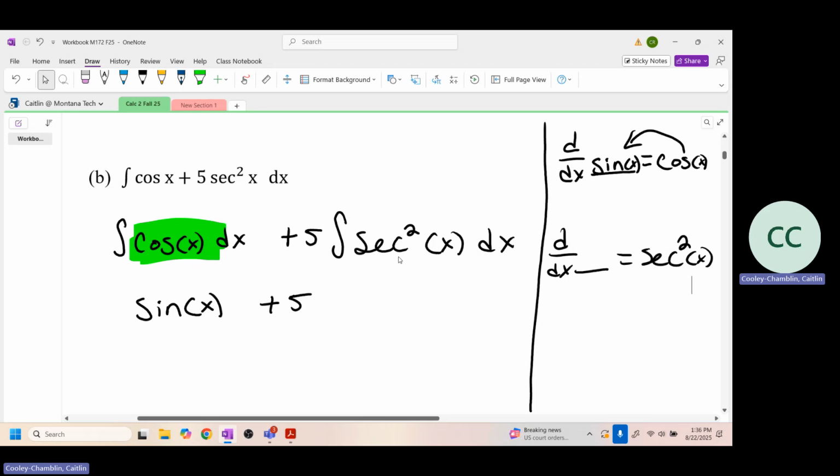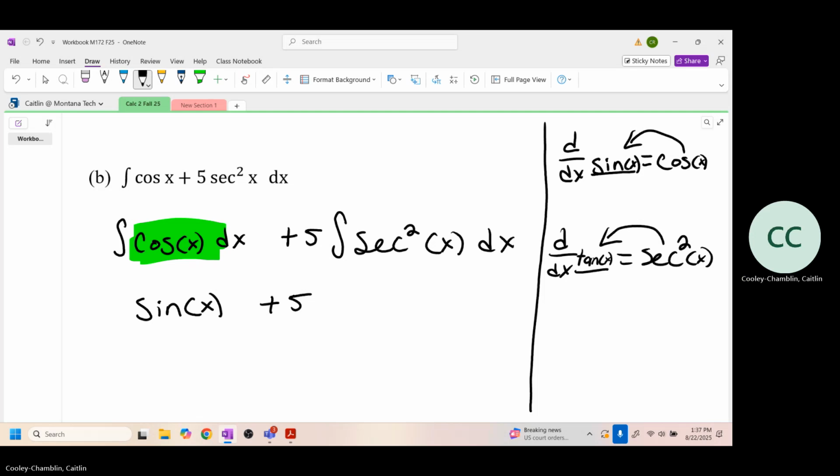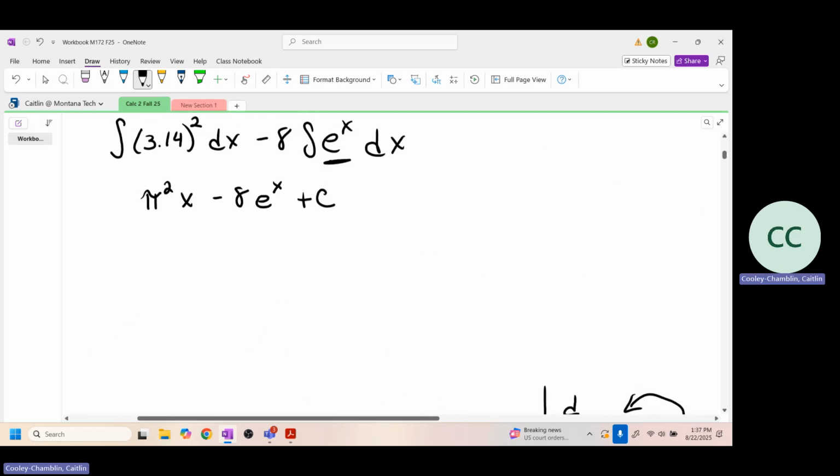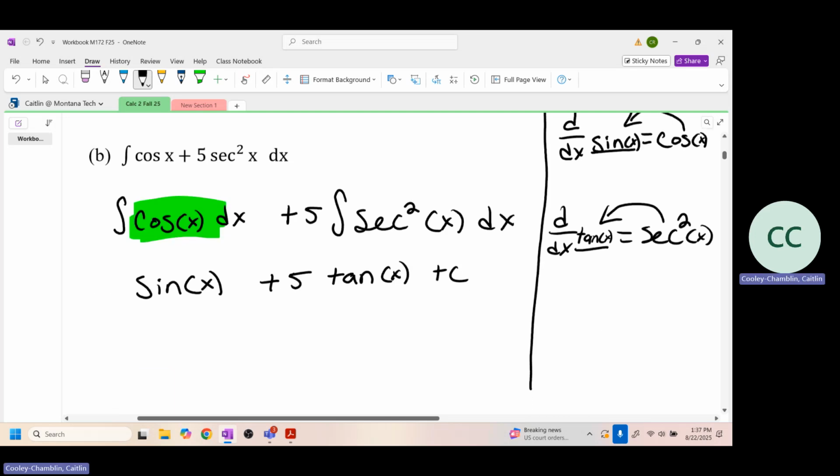So the antiderivative, oh, let me write that down. I'm notorious for talking before I write things down. So the antiderivative of secant squared x is tangent. So if I'm going backwards, I get 5 tangent of x plus c. And did I put a plus c on my first one? I sure did. Okay. Sometimes I will do a problem or two and realize I forgot my plus c's. So we have to go and backtrack.